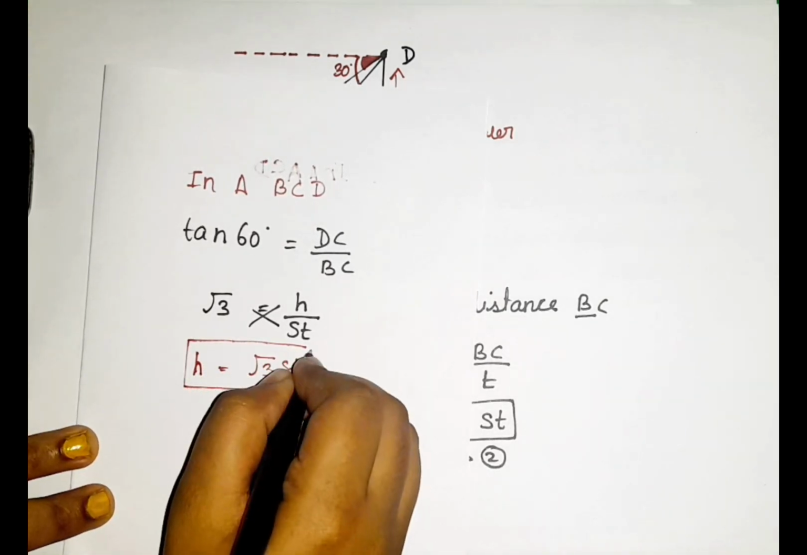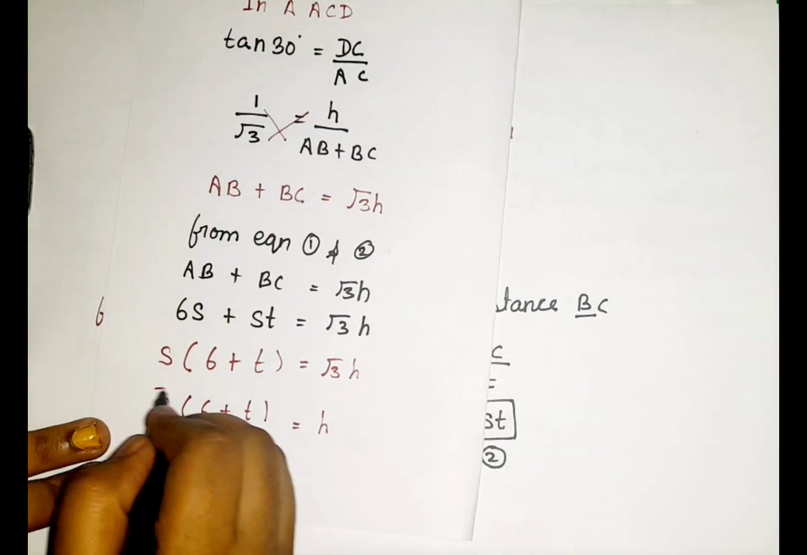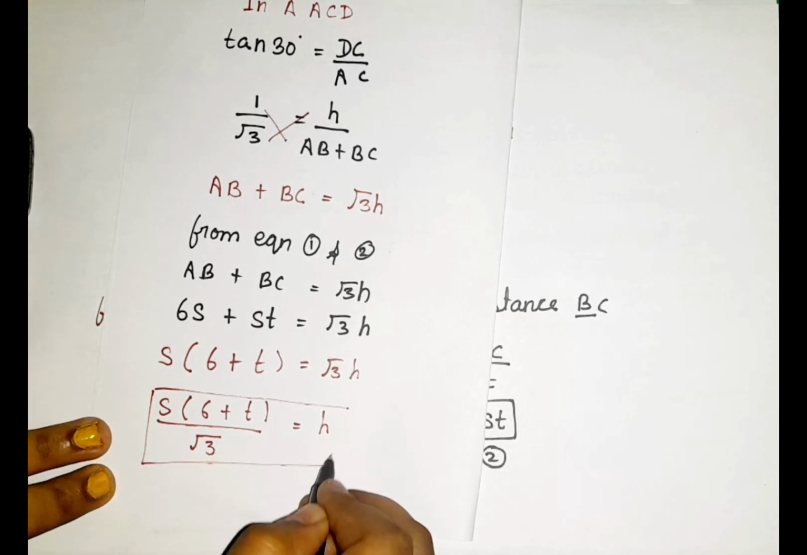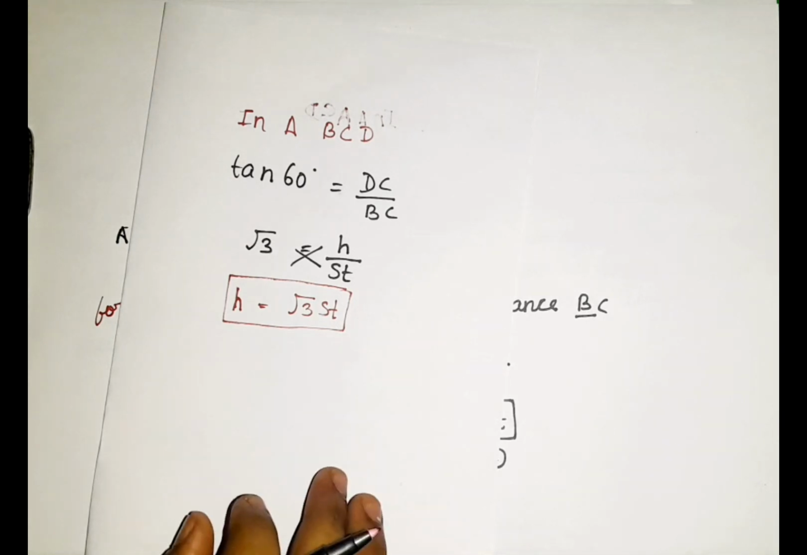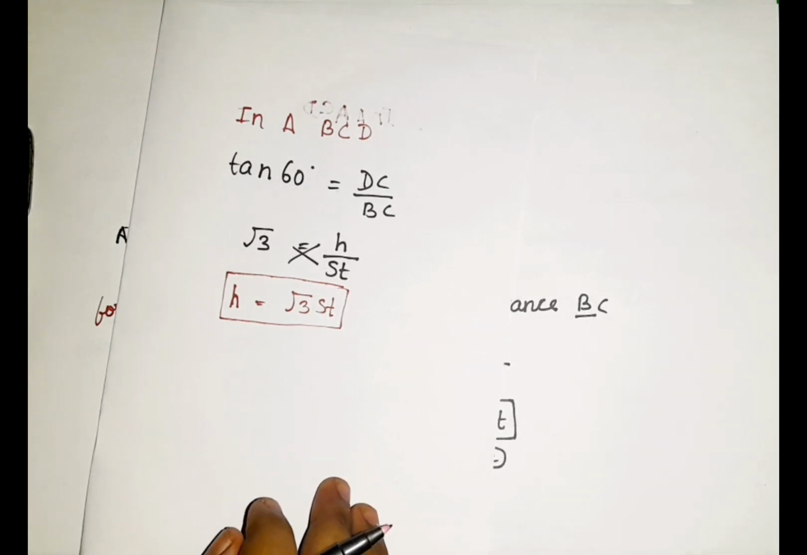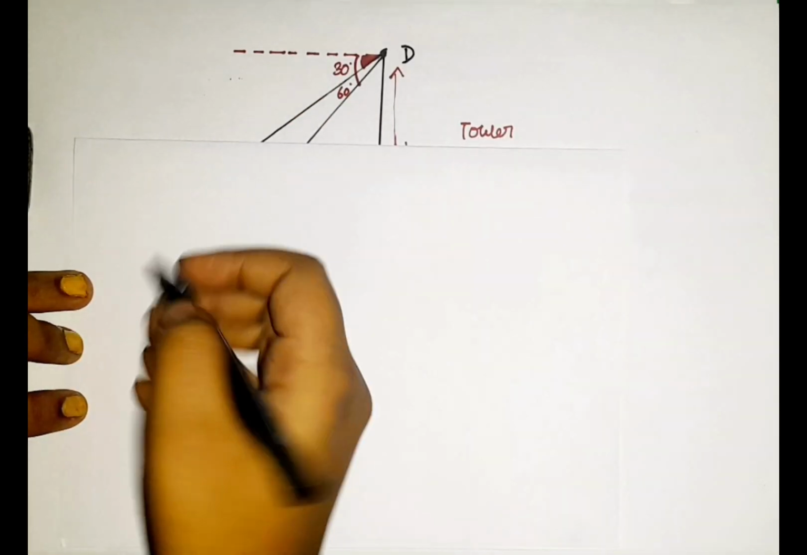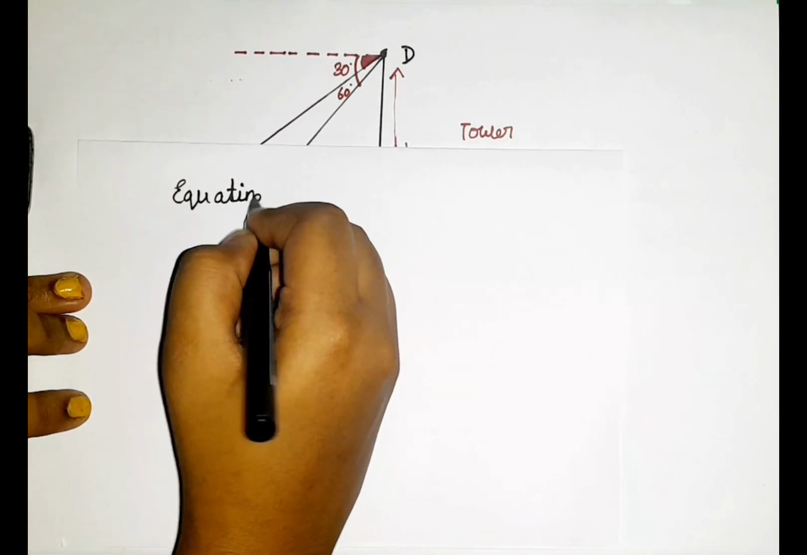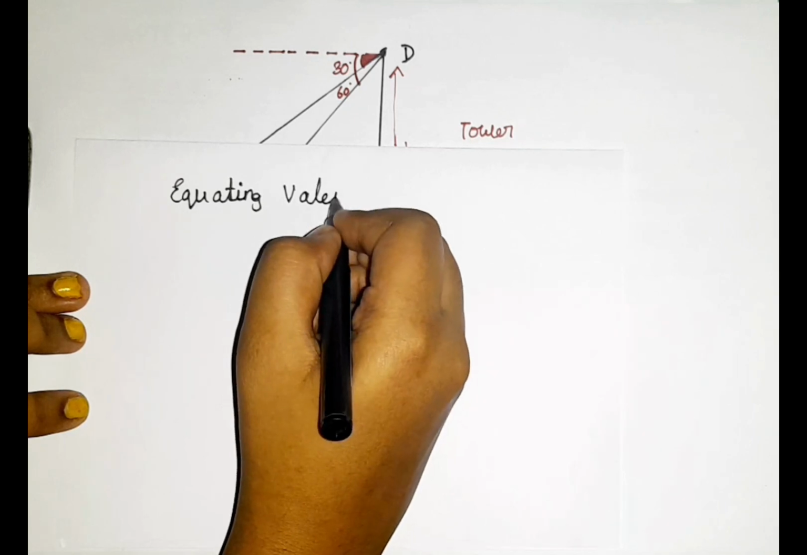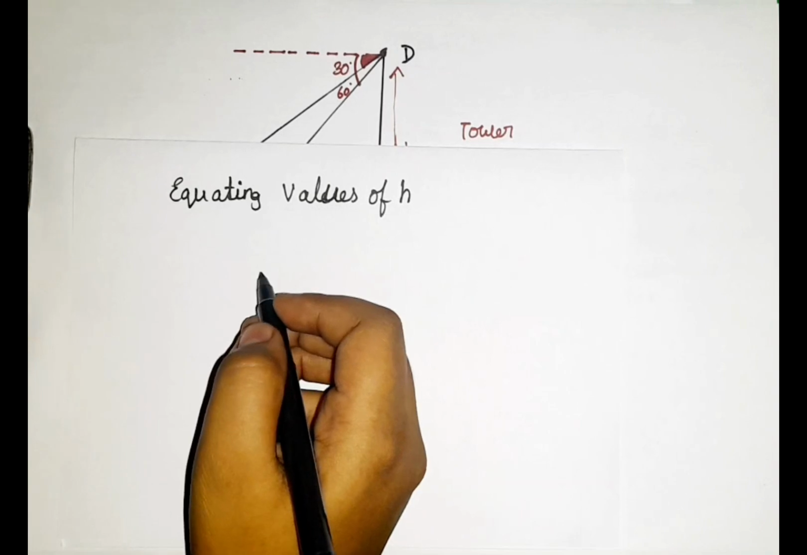Alright, so now we got 2 h values. Here also I got an h value, and here also I got an h value. So what I am going to do is equate them. So let us equate them. I will write equating values of h. Why? Because we got 2 h values, isn't it?